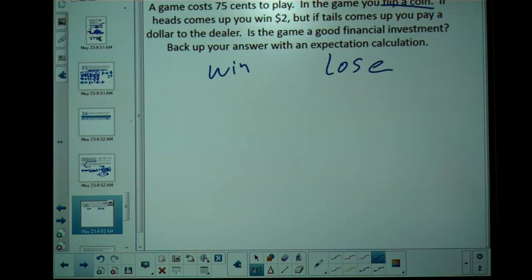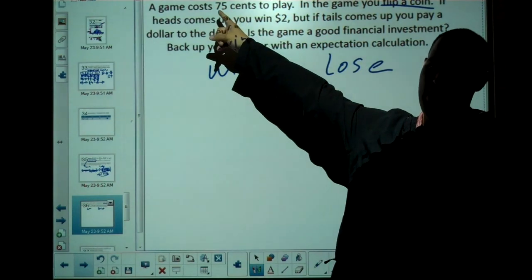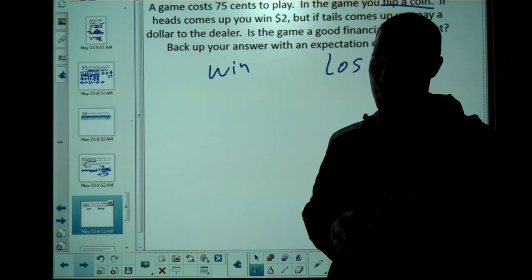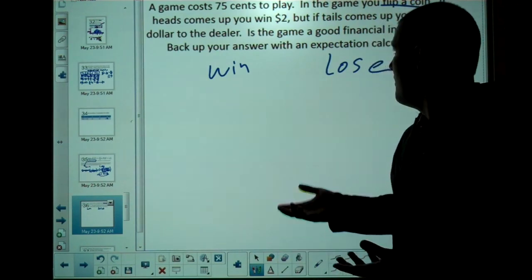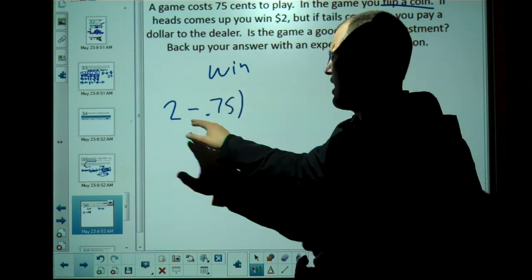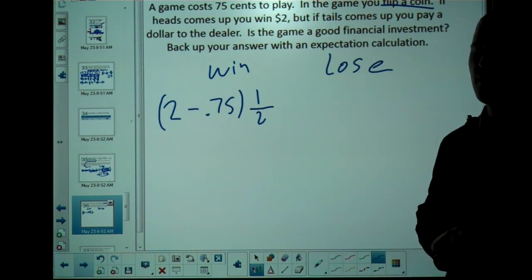And let's look at what happens to our money if we win. If we win, we win $2. However, we do not get a refund on the 75 cents. So what's really happening if we win, we're not winning $2, we're winning $1.25. Now I'll write it like this, $2 minus 0.75. That's what happens when you win. Probability of that happening, looks like that's 1/2.